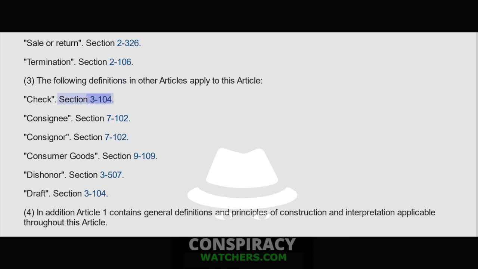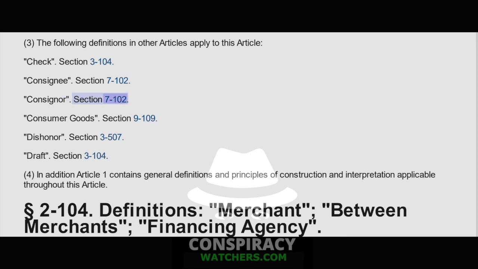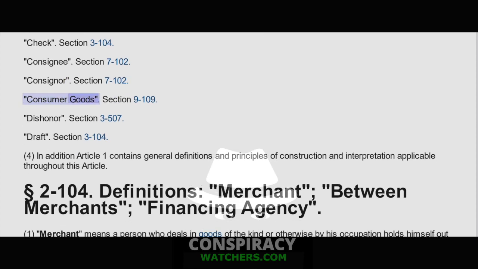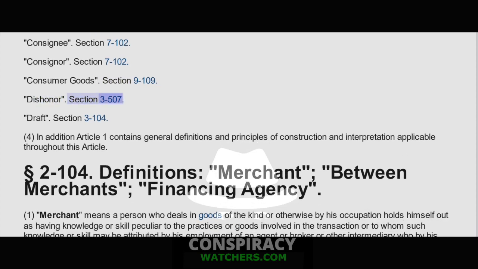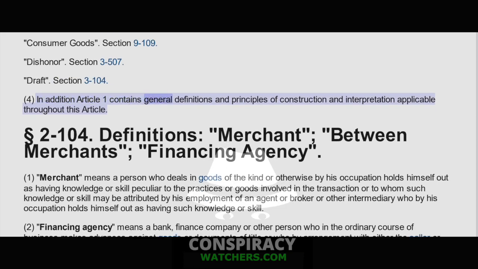Check. Section 3-104. Consignee. Section 7-102. Consignor. Section 7-102. Consumer goods. Section 9-109. Dishonor. Section 3-507. Draft. Section 3-104. In addition, Article 1 contains general definitions and principles of construction and interpretation applicable throughout this article.